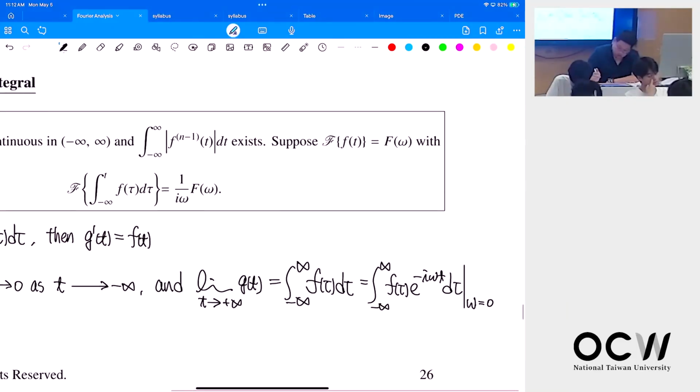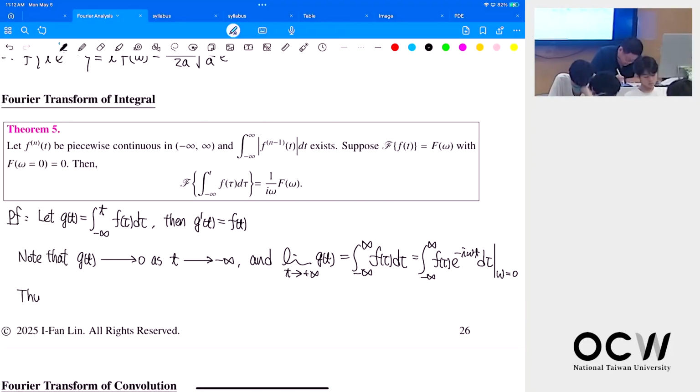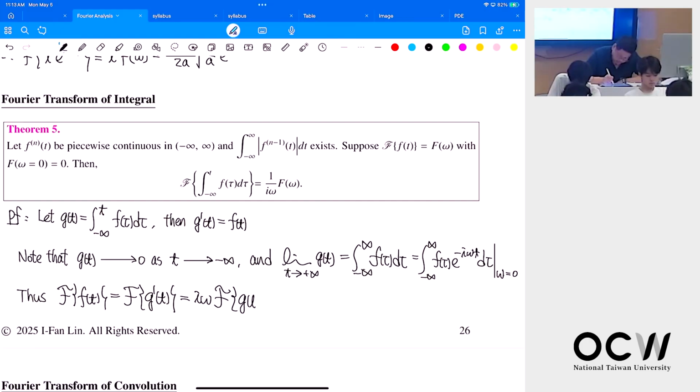Okay, so here is our Fourier transform. The Fourier transform of f of t will be the Fourier transform of your g prime. And that is i omega times the Fourier transform of g, and this is i omega times the Fourier transform of the integration of your function f.